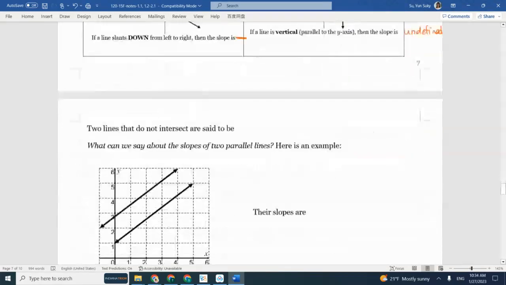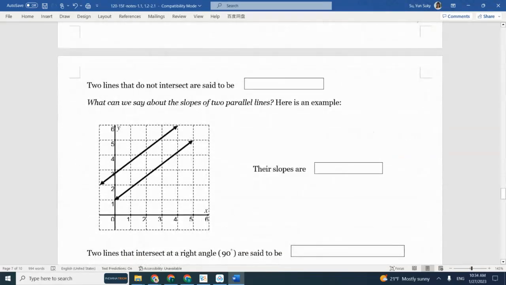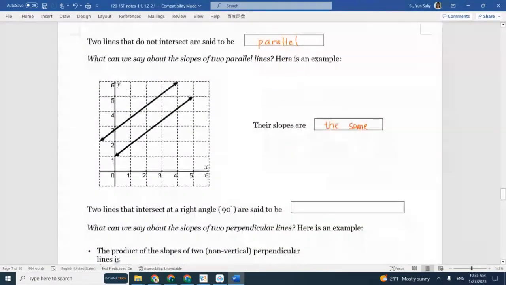Okay, good. Now, two lines. Two lines that do not intersect are said to be parallel. What can we say about the slope of two parallel lines? The slopes are the same. Right, everybody? Okay, keep going.